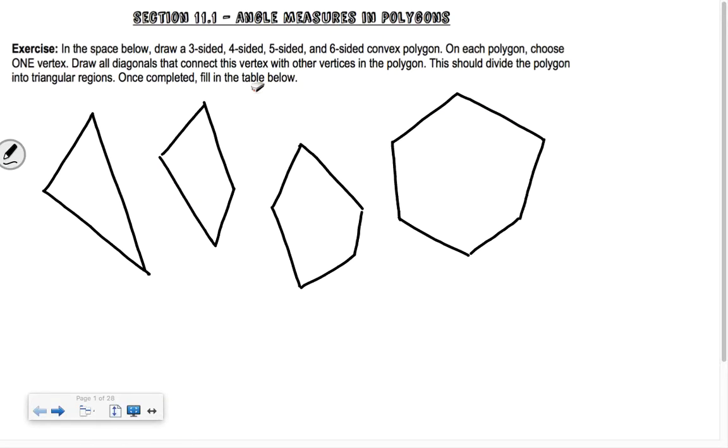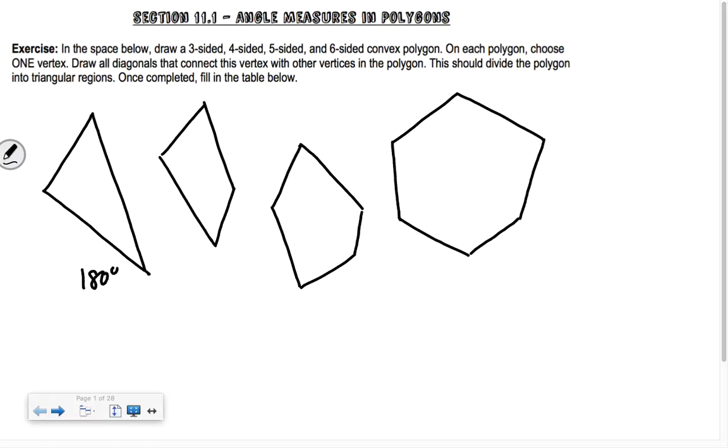11.1 is angle measures in polygons. So the first type of angles that we're going to talk about are interior angles. So these are the angles that are on the inside of the figure. So the first one we said was a triangle, and we all know that a triangle has its angles add up to be 180 degrees. So that's no surprise to us.